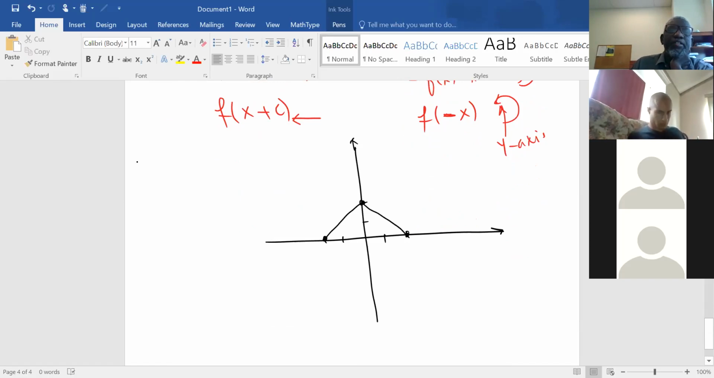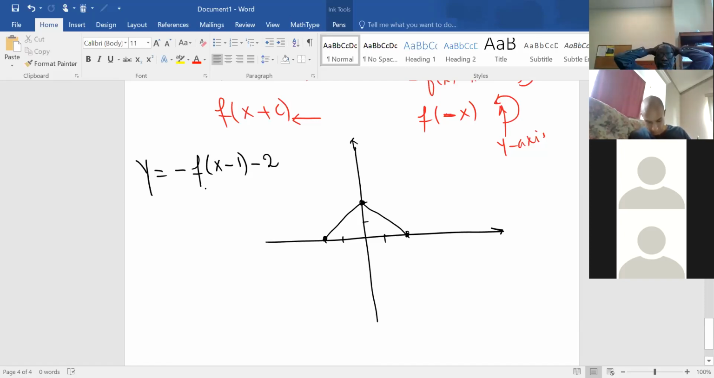Can you graph y equals negative f of x minus 1 minus 2? First of all, how many transformations do you have to do here? Every time I see a minus or a plus, it is a transformation. So how many of them then? Three. We have to do three.